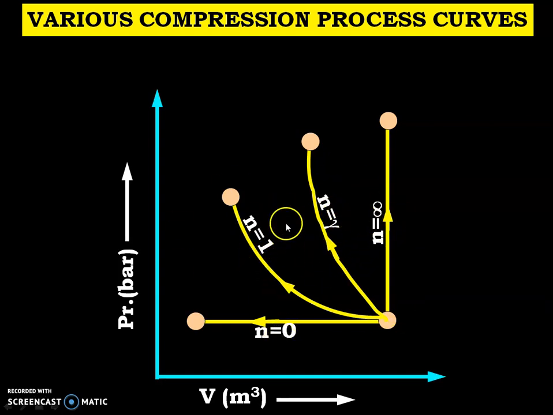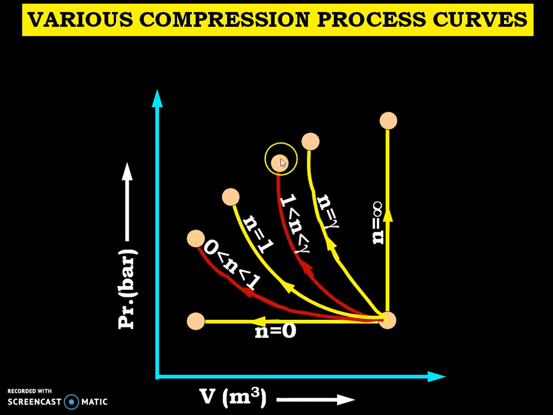So all four values represent different processes. n equals 0, constant pressure. n equals infinity, constant volume. n equals 1, isothermal. n equals gamma, adiabatic, and other values of n represent the polytropic process. So this one is the polytropic process. This can be the polytropic process, where the value of n is other than these four values. So that was the representation of all processes on a single PV diagram, and that was for the compression process.